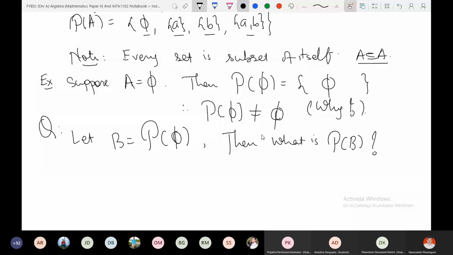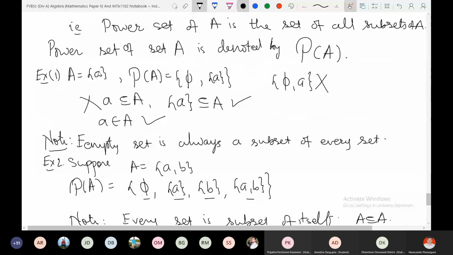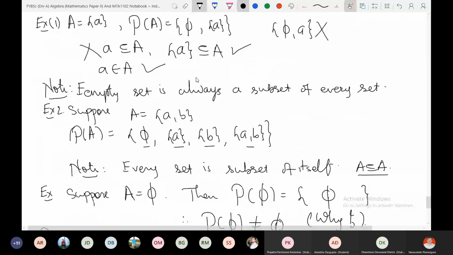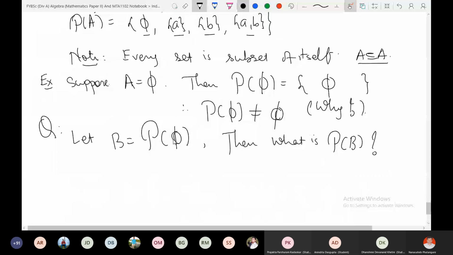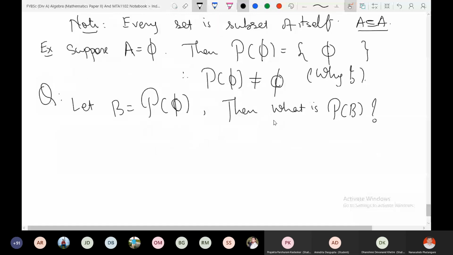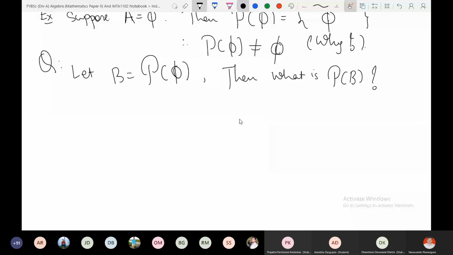So now you can understand. The very first example: if you have a single element set, what is its power set? Now, B is the power set of the empty set, so B is a single element set. Then what is its power set? You should think about it. You need some logical understanding in this case. If you are not able to understand, I will tell you next time, but try to understand this. Not difficult at all.